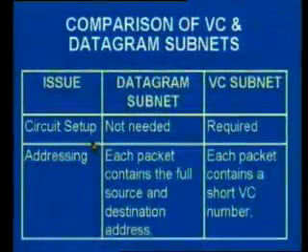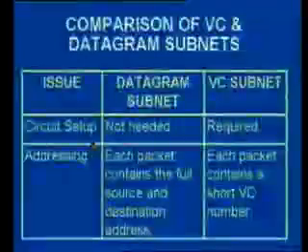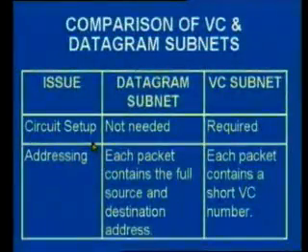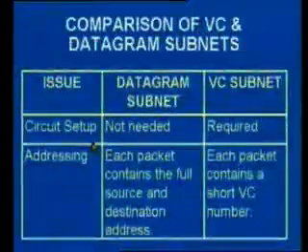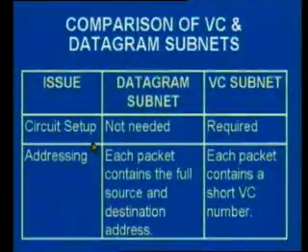Now if we examine the difference between the two on this issue, you will see that in a datagram subnet, it is not needed, because each packet will be following a different route. In a VC subnet, you require circuit establishment, and only then will packets be transferred. It means that if you have a circuit established and you want to send 5 packets, all will be following the same route, but in the datagram subnet all will be following different routes.